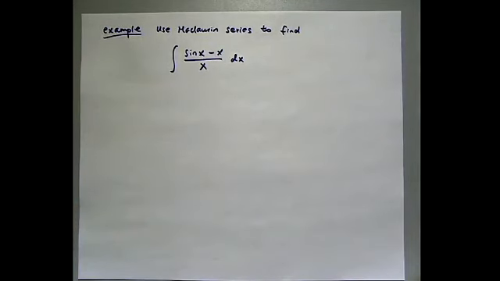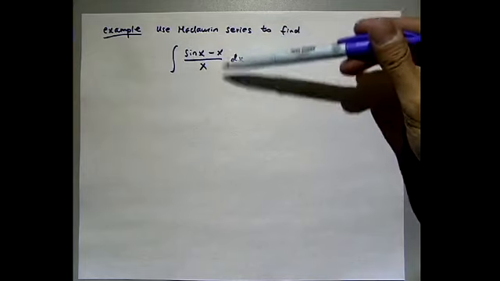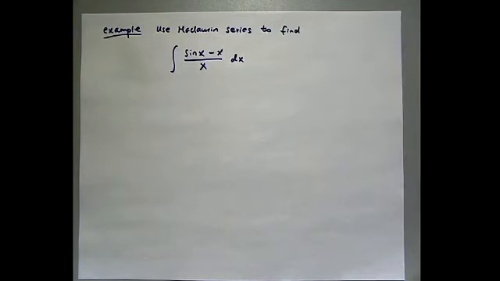Let's integrate sine of x minus x, the whole thing over x. Without Maclaurin series, this is something that you probably would do by integration by parts. Not too difficult, but it's an involved process. Now let's see what happens when we turn this into a Maclaurin series and then integrate it.